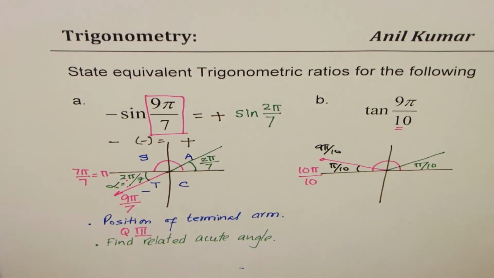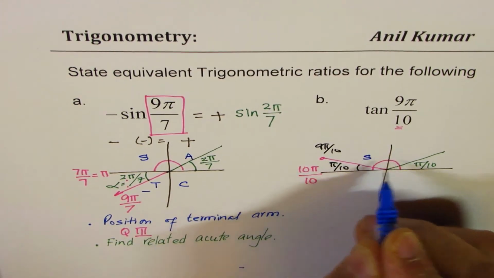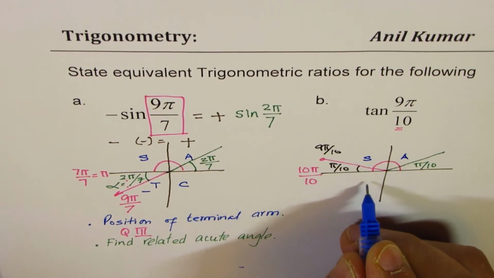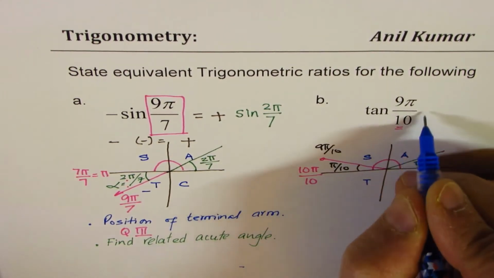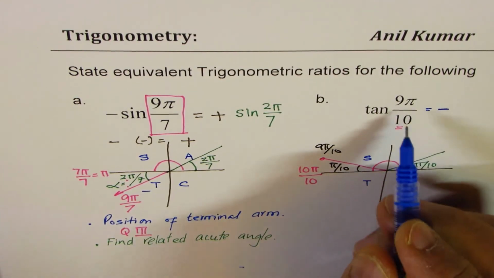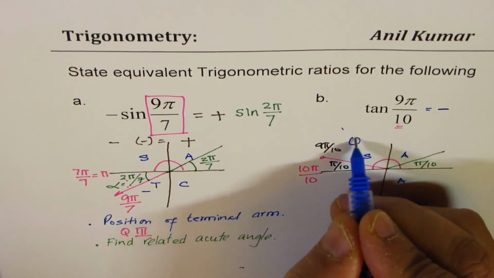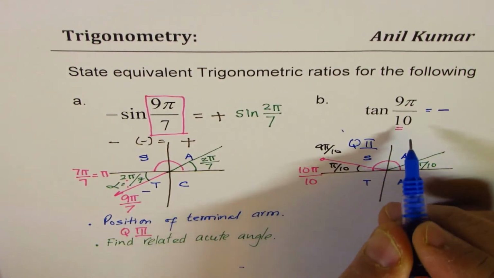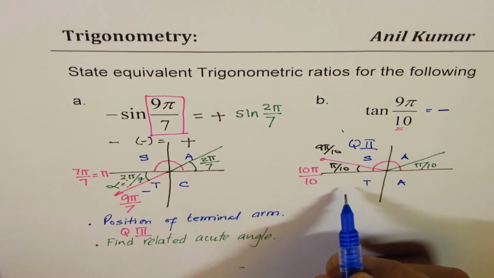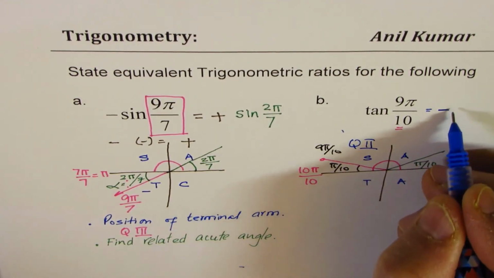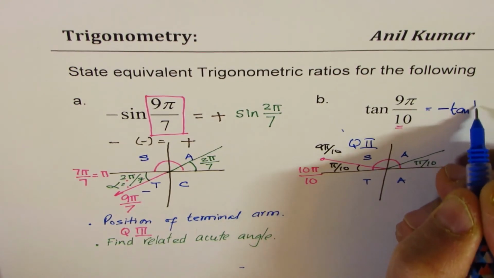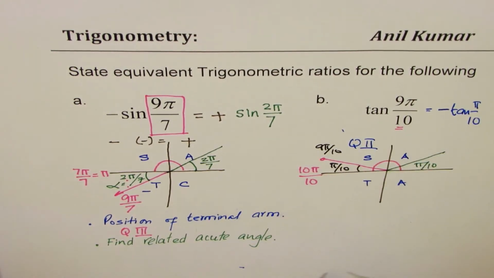Now, combine these two rules. In quadrant 2, only sine is positive, right? Tan is negative. Is it okay? So we are expecting a negative answer because we are in quadrant 2. And the related acute angle is what? Pi by 10. So we can write this as negative tan pi by 10. Do you get it? So that is how it should be done. I hope the concept is clear.